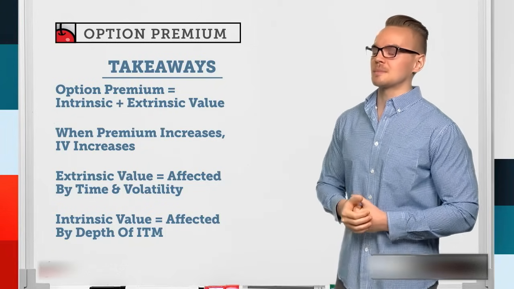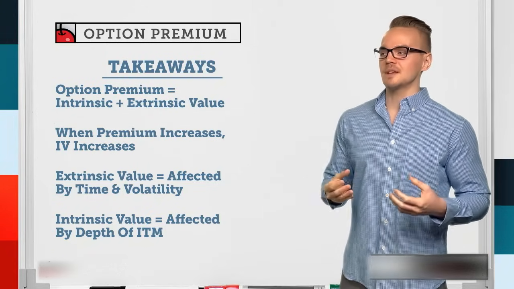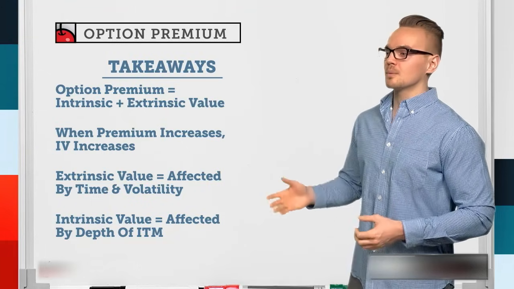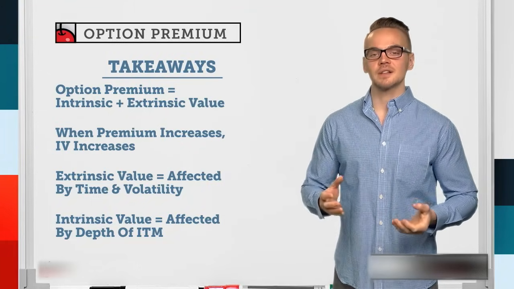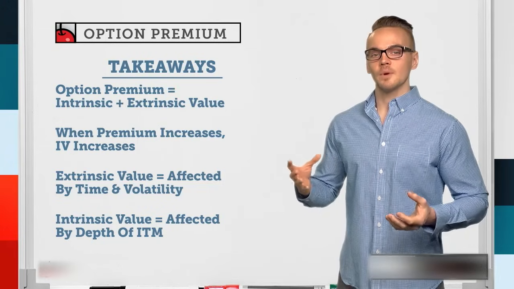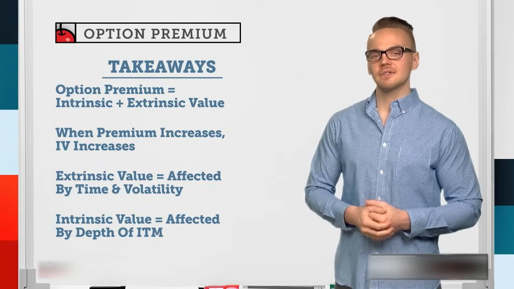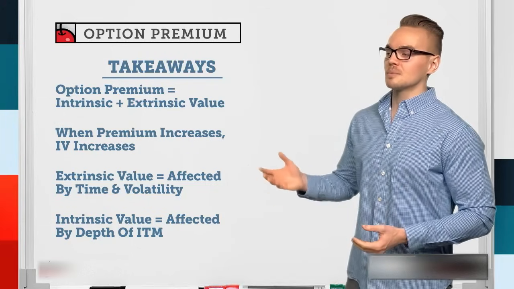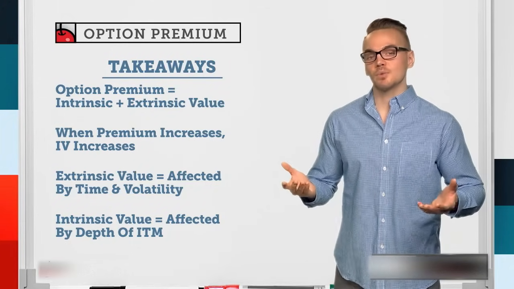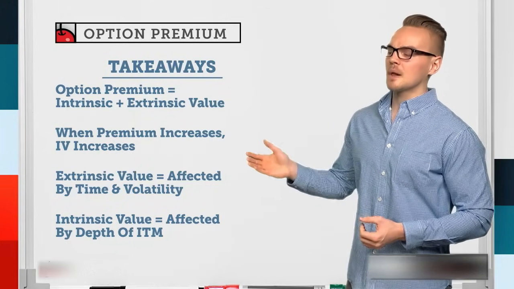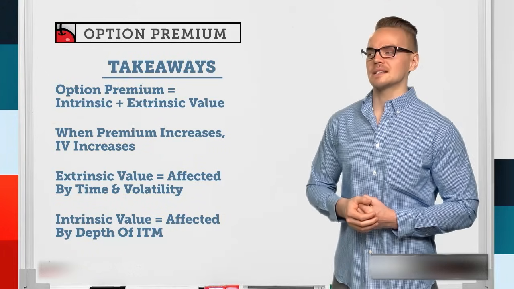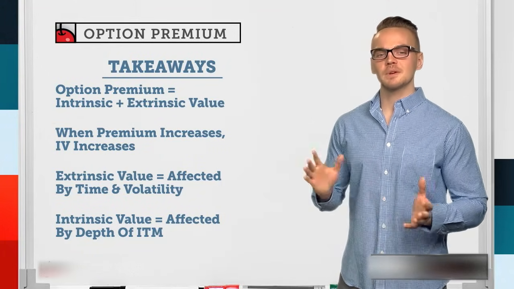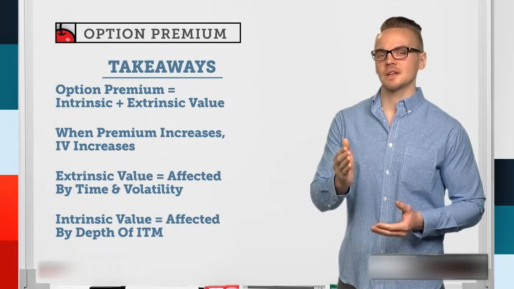So with Option Premium, all we really need to know is that intrinsic and extrinsic value make up the total premium. So when premium increases, implied volatility increases. And what's really important to know is that implied volatility is just a reflection of the option prices. So when premium increases, you'll see that IV would increase. Also, extrinsic value is affected by time and volatility. So it's the one thing that pretty much cannot be calculated unless we know the intrinsic value.